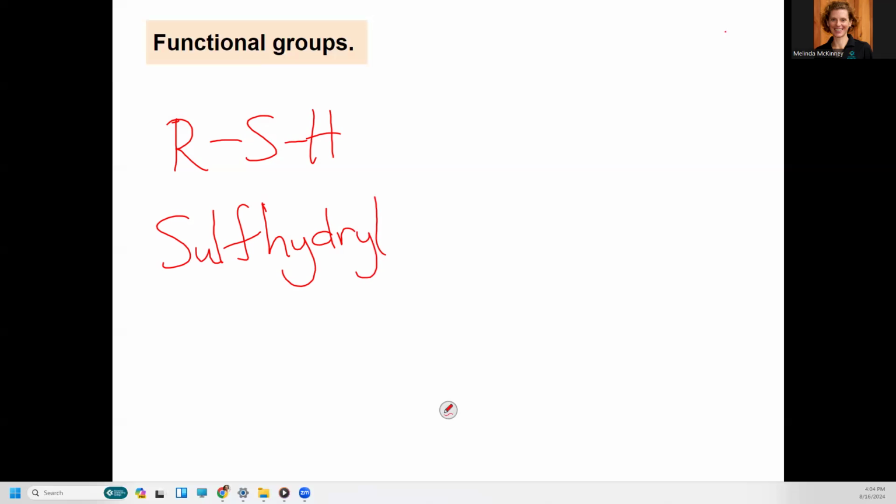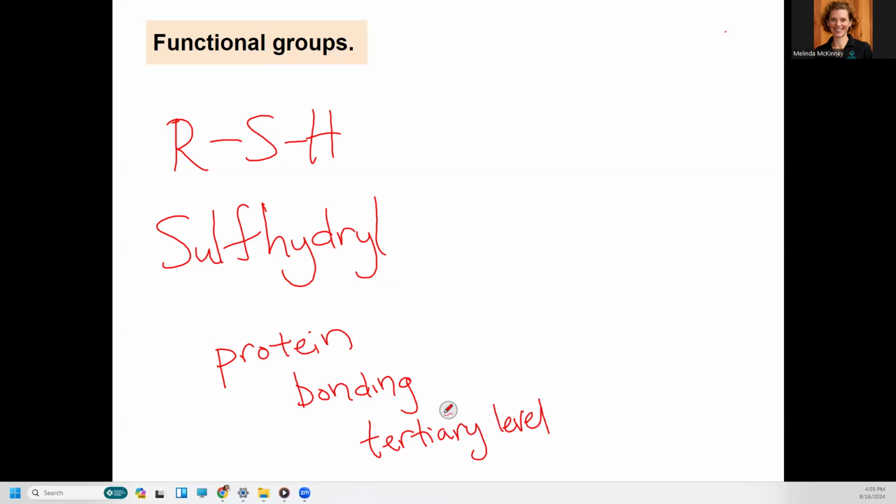And this characteristic is, it's got several, but what I really want you to know is that this is really important in protein bonding. And it's going to be bonding at what's called the tertiary level, which is the 3rd level. So if you're interested in that, you can look at the video on protein bonding. It's actually going to form a covalent bond.